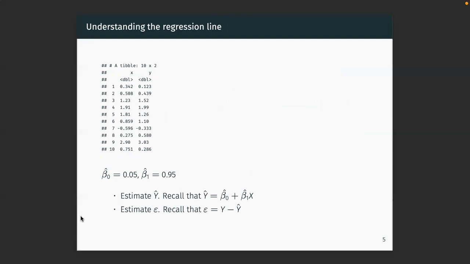Assume that beta hat 0 is 0.05, beta hat 1 is 0.95. Let's estimate y hat for each of these 10 rows. Just use R as a calculator or use another calculator to compute y hat. And you only really need one of these columns to do that.